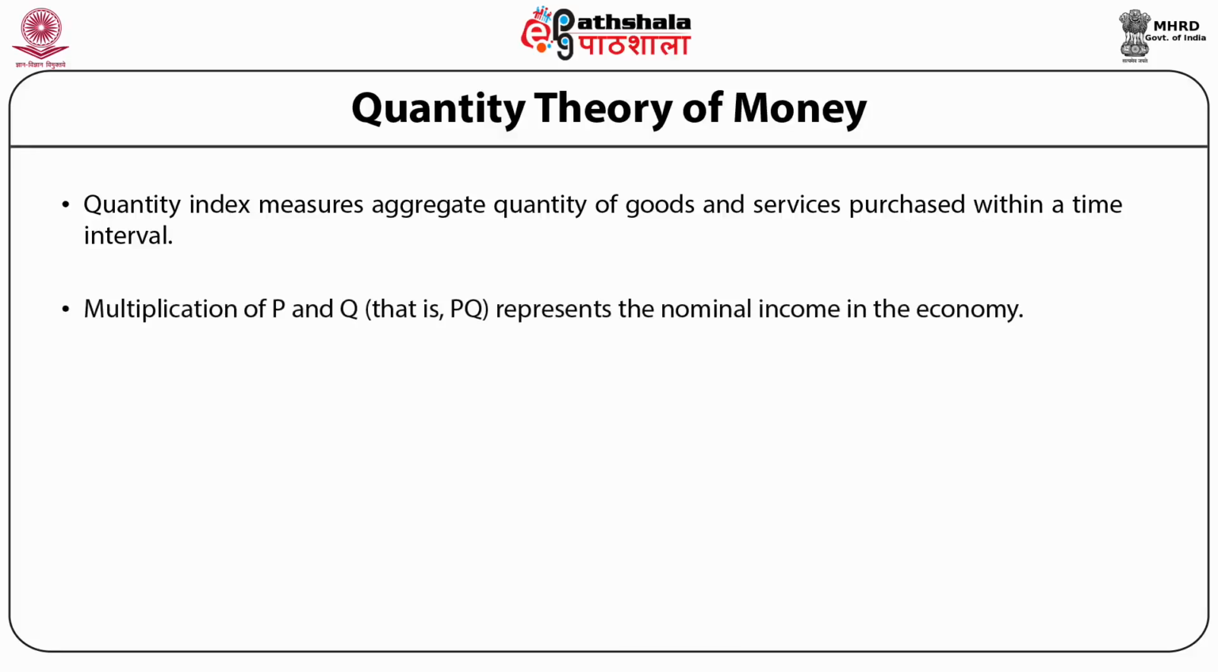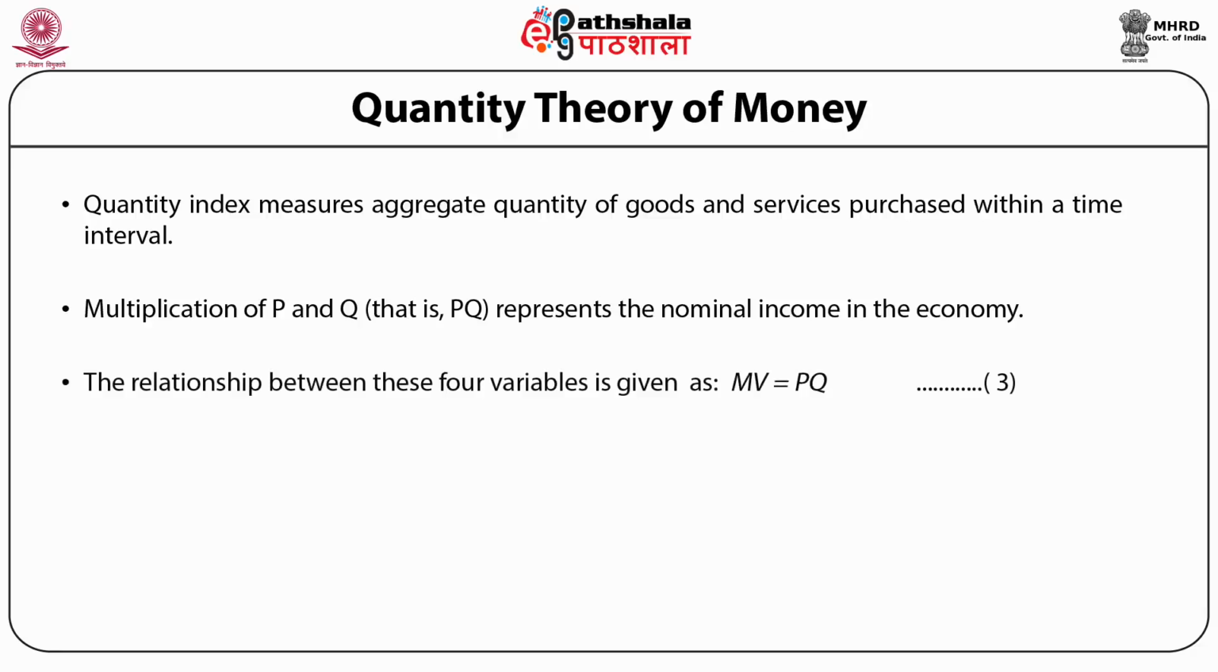The multiplication of P and Q represents the nominal income in the economy. The relationship between these four variables is given as MV equals PQ. The above equation is true for any time interval. However, for convenience, we may consider the time interval as 1 year.